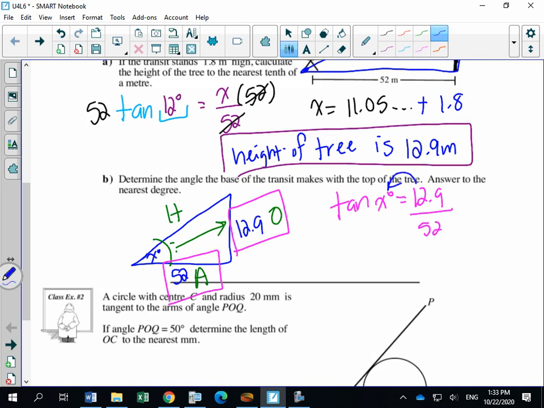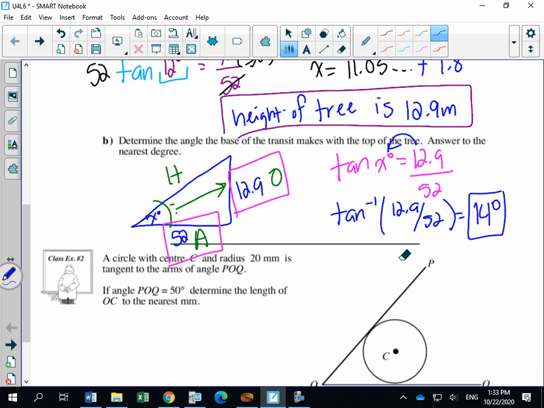This is an inverse function. So the inverse tan of 12.9 over 52 is equal to, and then they say to the nearest degree. Hermes, what did your calculator say? 14 degrees. And then if you were to say a sentence for this, you'd say, the angle formed from the base of the transit to the top of the tree is 14 degrees.